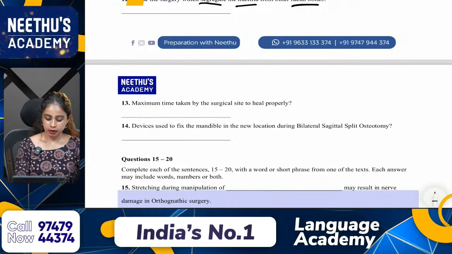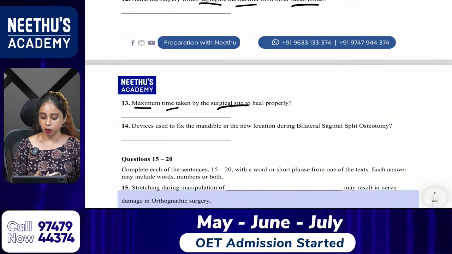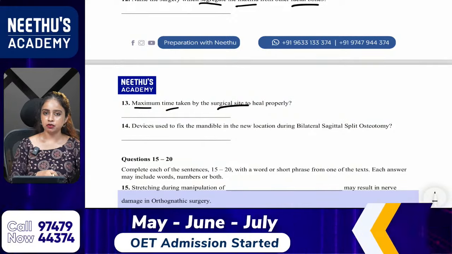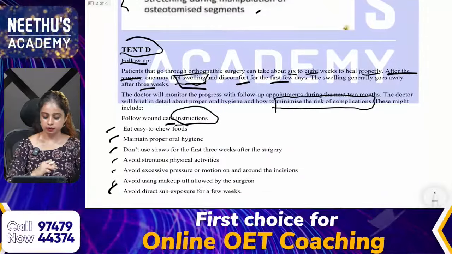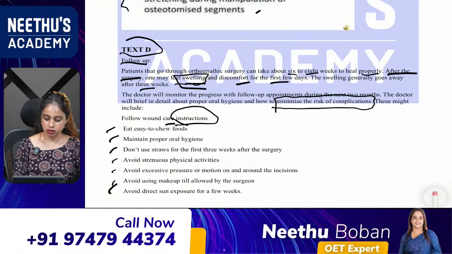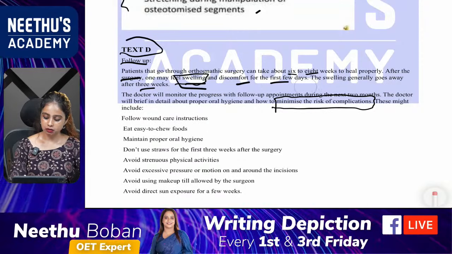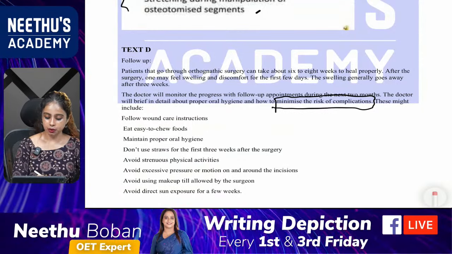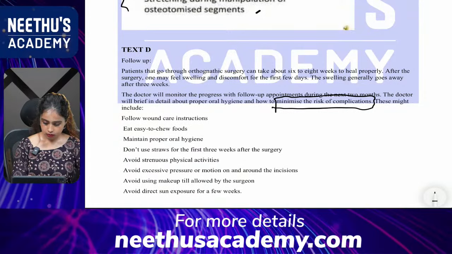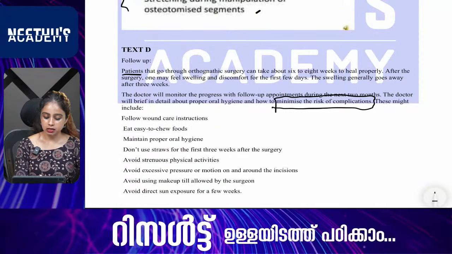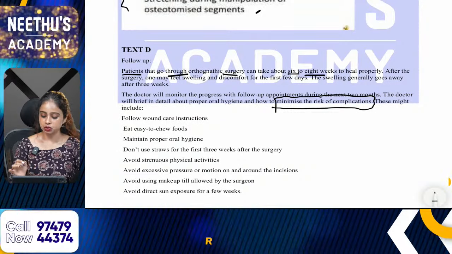Then the next question is 13th one, maximum time taken by the surgical site to heal properly. So, the instructions for the healing which is mentioned in text D. Okay. So, what are the instructions mentioned? So, these are the instructions mentioned, and the healing which is mentioned in the first paragraph from text D. Okay. Yes, the first line. Patients that go through orthognathic surgery can take about 6 to 8 weeks to heal properly.